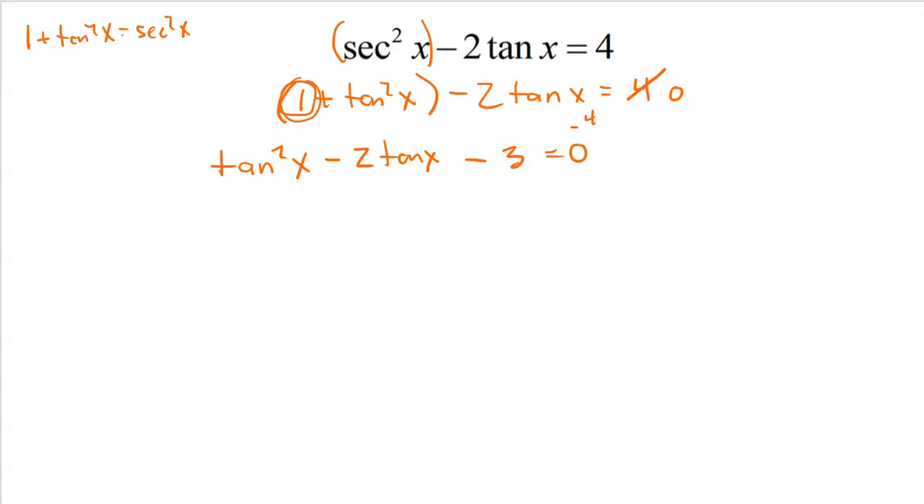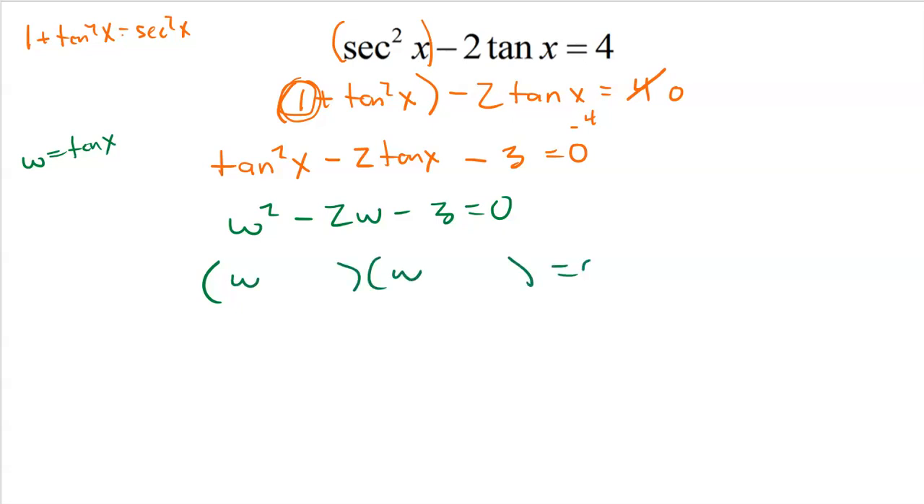And then again, some kids at this point might not need to, but if you need to, let's go ahead and let w equal tangent of x. So I have w squared minus 2w minus 3 equals 0. That's going to be w and a w. That's how we make a w squared. The factors of 3 are 1 and 3. But let's see here, I need the 3 to be negative and the 1 to be positive. That way I get my -3 at the end.